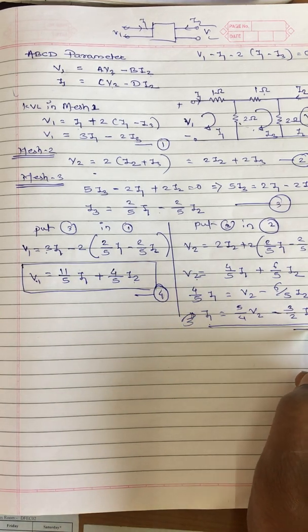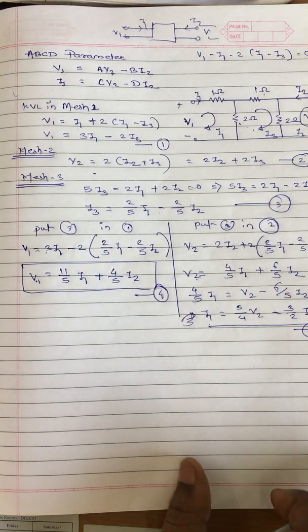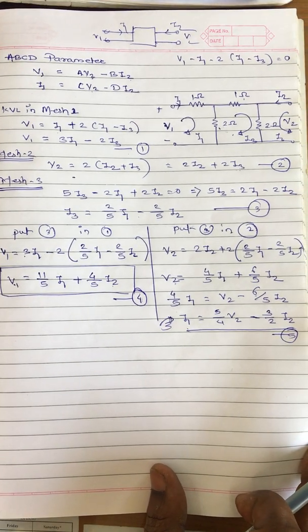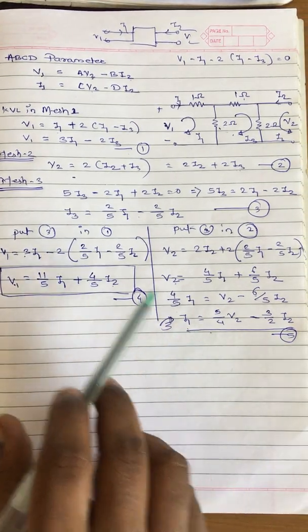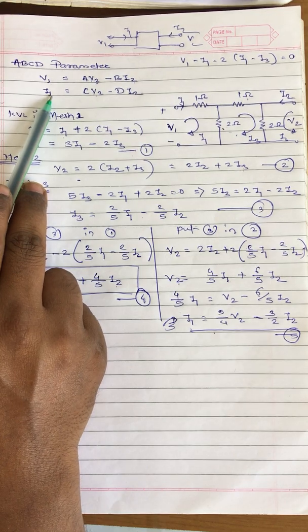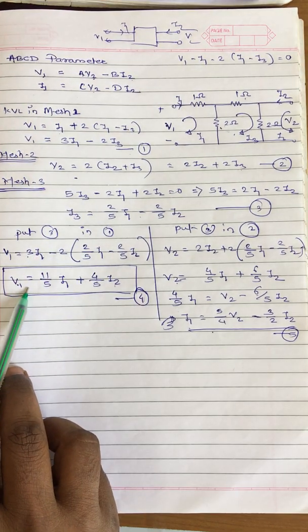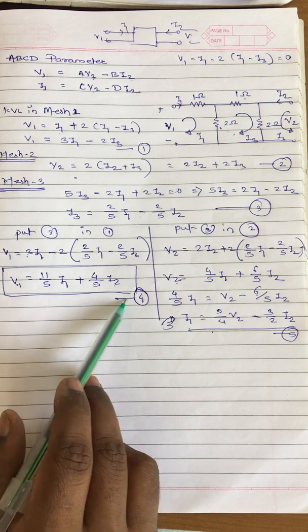I will call it equation 5. I guess you can see it, right? So this is the equation as per our comparison. Now one thing is we want to rearrange this equation for I1.